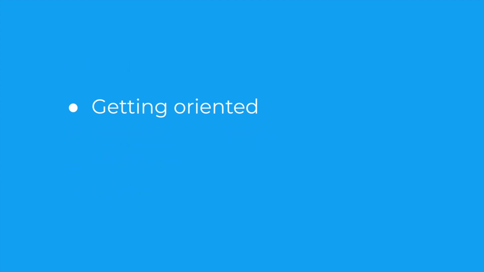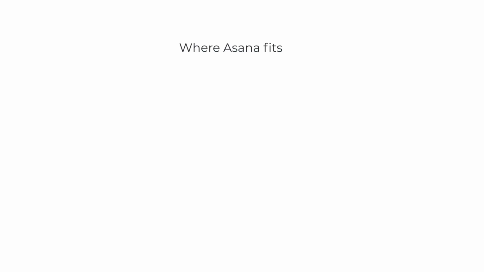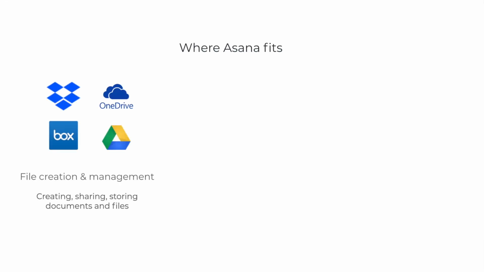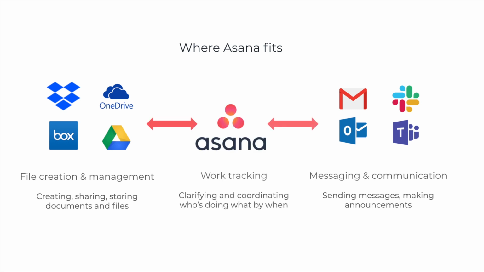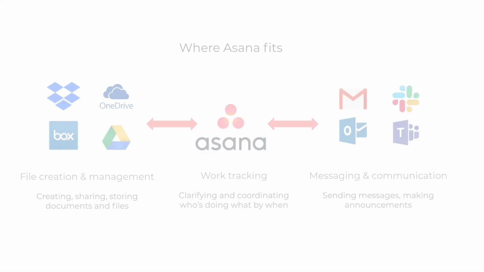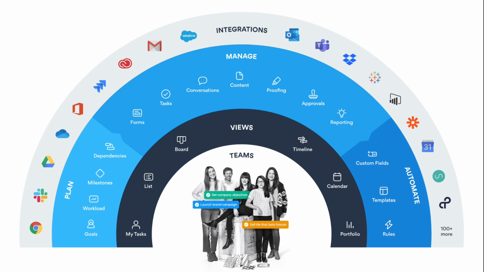Let's start by understanding how Asana fits in with some of the other tools you're probably already using. Most teams have tools for creating and managing documents and files, as well as messaging and communicating with teammates. But things start to break down when it comes to coordinating work and connecting tools. Asana is the missing piece that clarifies who's doing what by when, connecting goals, plans, assets, and communication all in one place. Asana also serves as an integration hub with the other tools and apps your team is already using. We support over 100 integrations, including apps from Microsoft, Google, Salesforce, Adobe, Atlassian, Dropbox, and more.